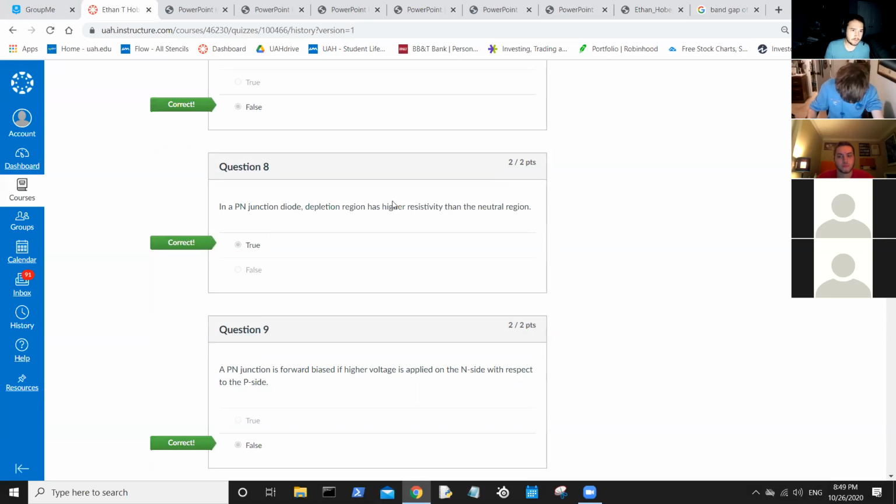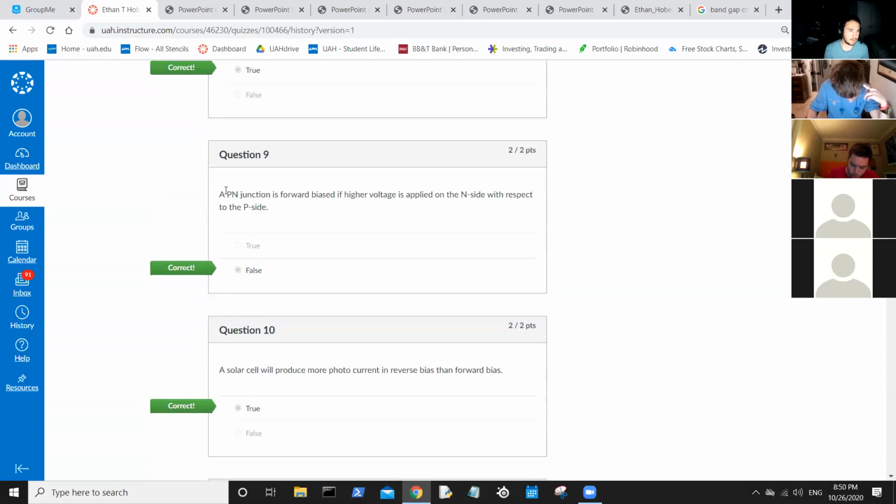But in general, if you need to do this mathematically, as opposed to just remembering this fact, the neutral region on either side, P and N, has comparatively a lot of free carriers. Therefore, it has a much lower resistivity, versus the depletion region, which by its name is depleted of carriers because of a field that is generated by the union of the P-type and the N-type silicon. The depletion region, by definition, is depleted of carriers. Therefore, it has a higher resistance than either side. So that's an easy one. That's why we call it the depletion region. It's depleted of carriers, so it has a much higher resistivity.